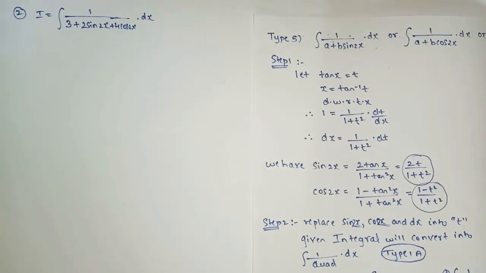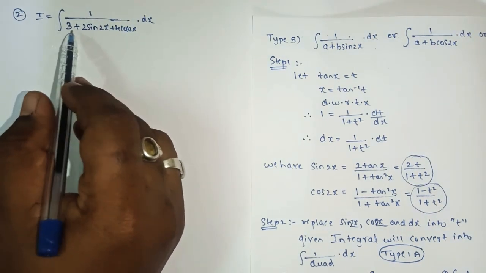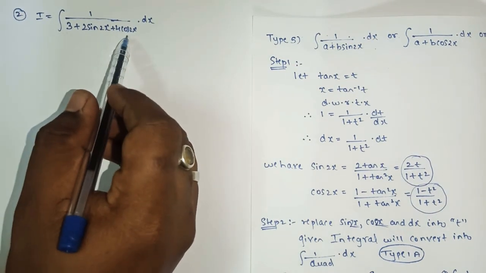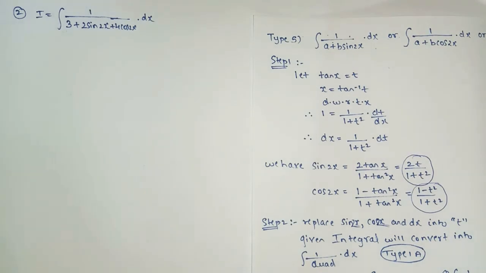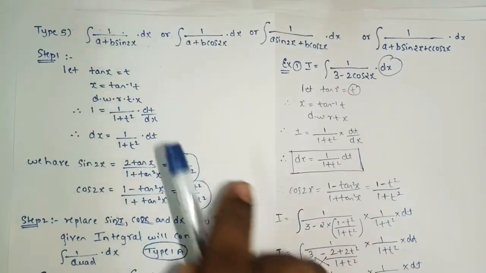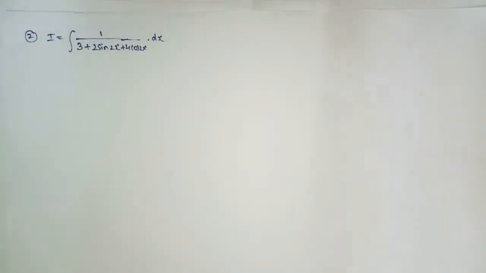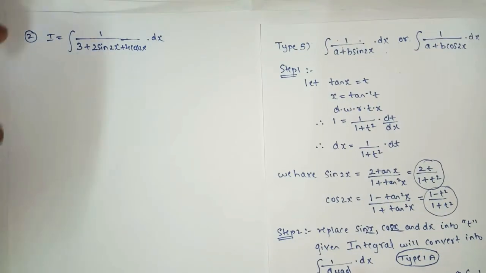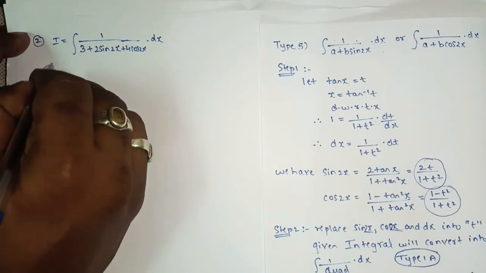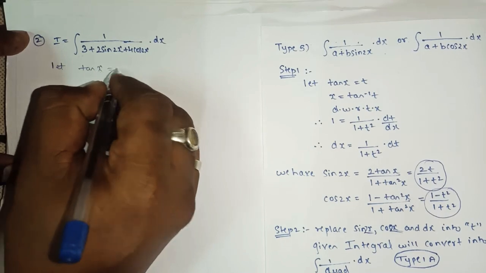So here we have the second example: integral 1 upon 3 plus 2 sin 2x plus 4 cos 2x. So as I told, whenever it is sin 2x, cos 2x, or sin 2x and cos 2x together, the format will be the same. Okay, so let's start with the sum now. So here the first step will be, same as before, tan x equals t.